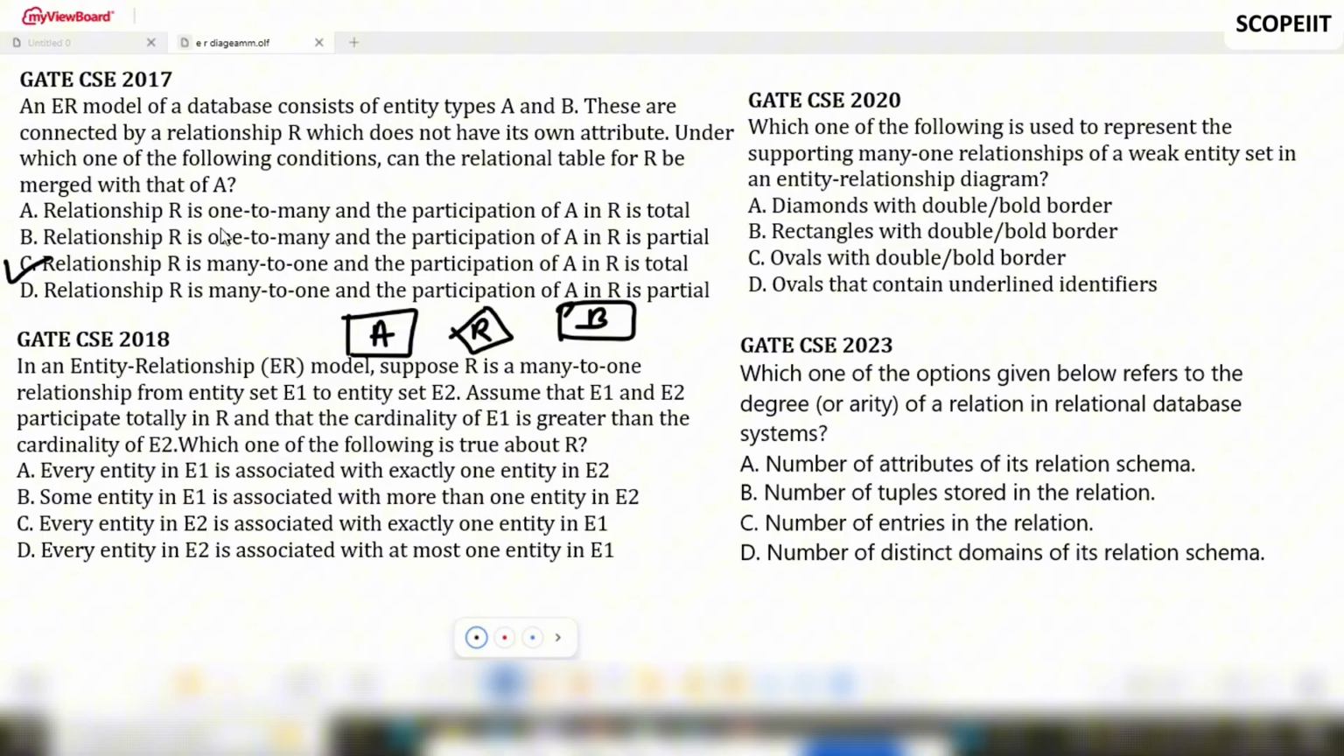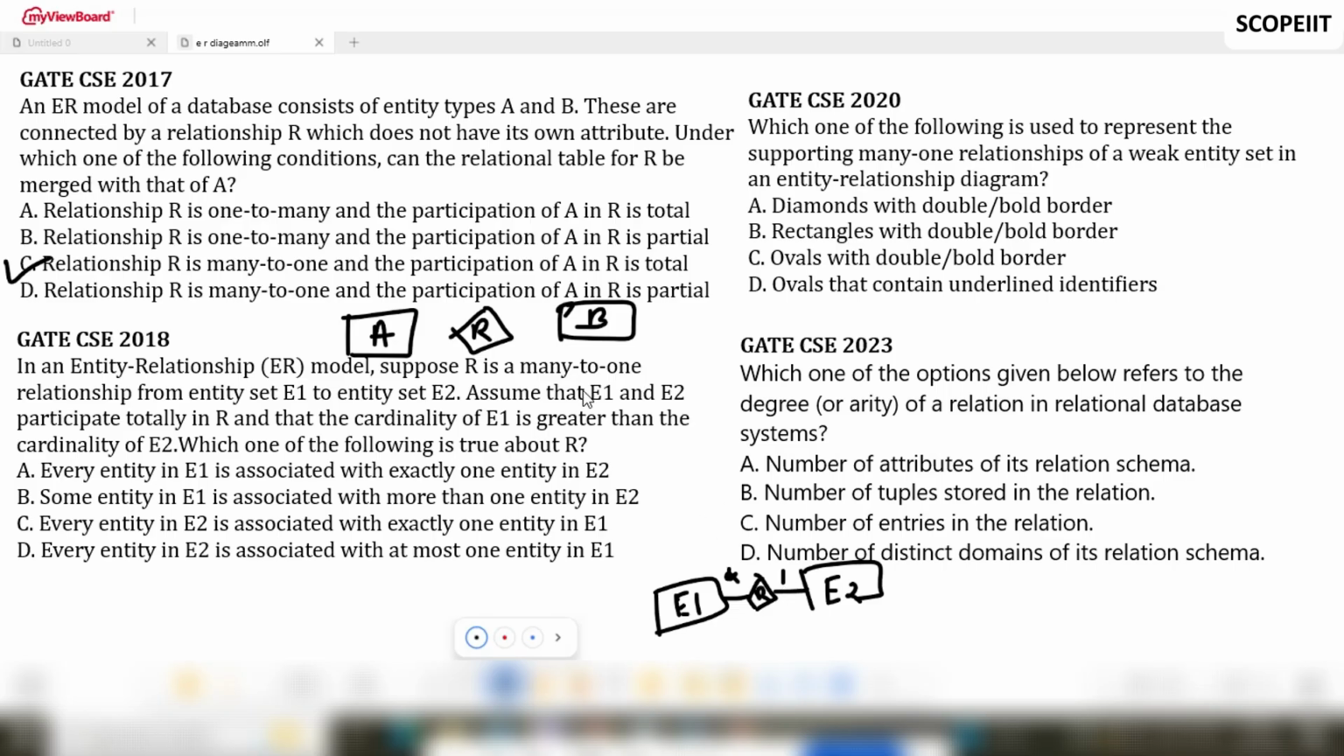Next, this is your GATE 2018. In an ER model, suppose R is a many to one relationship from entity E1 to entity E2. So here they are telling this is your entity E1, this is your entity E2, and in the middle the relation R is there, and the relationship is many to one. So this side many to one. That's what they have given.